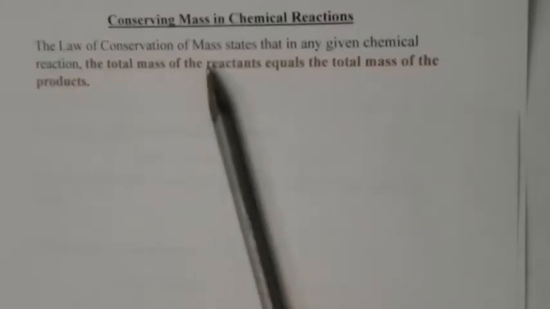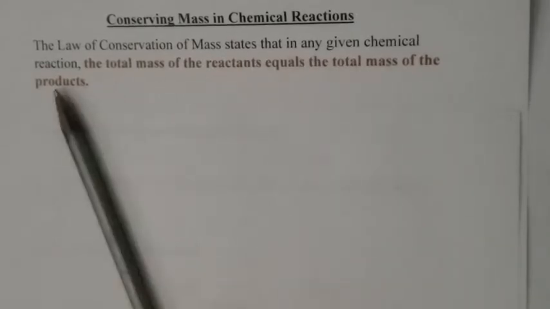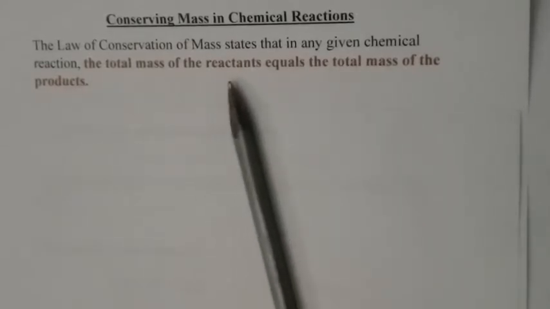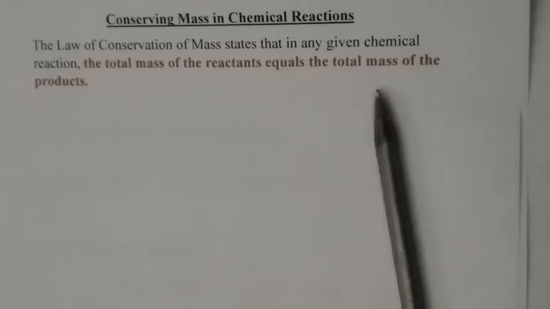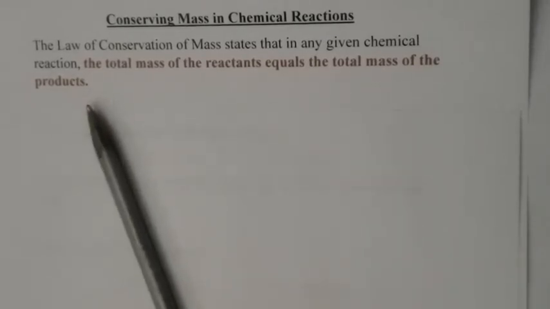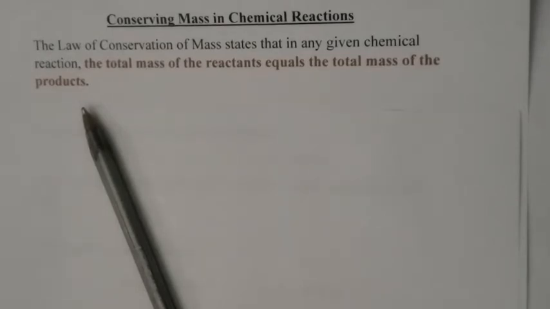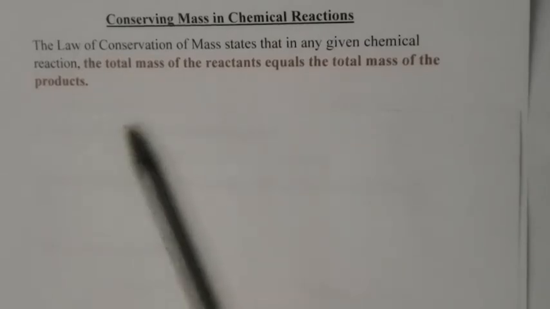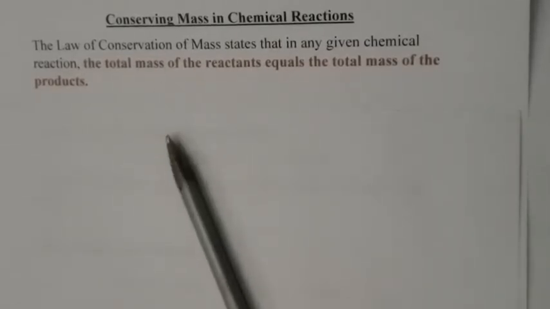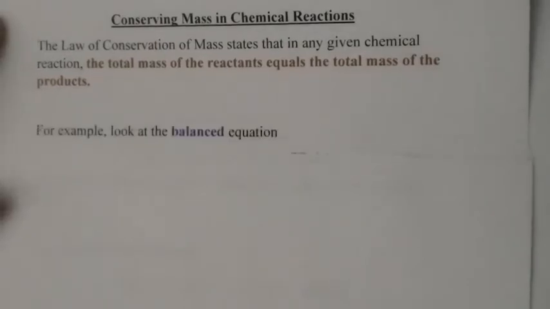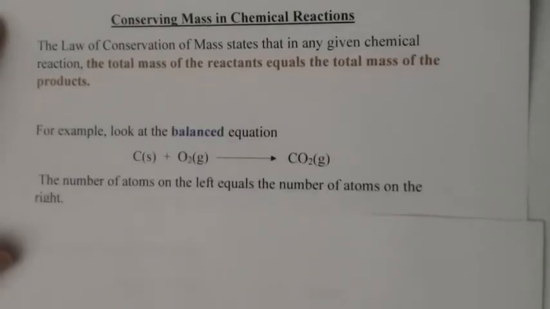So the law of conservation of mass states that in any chemical reaction, the total mass of the reactants equals the total mass of the products. Sometimes it's tricky to measure because if something's giving off a gas, we have to account for the mass of the gas being produced as well. And if we weigh it, we'll find out that this is true every single time. So let's look at a couple things.